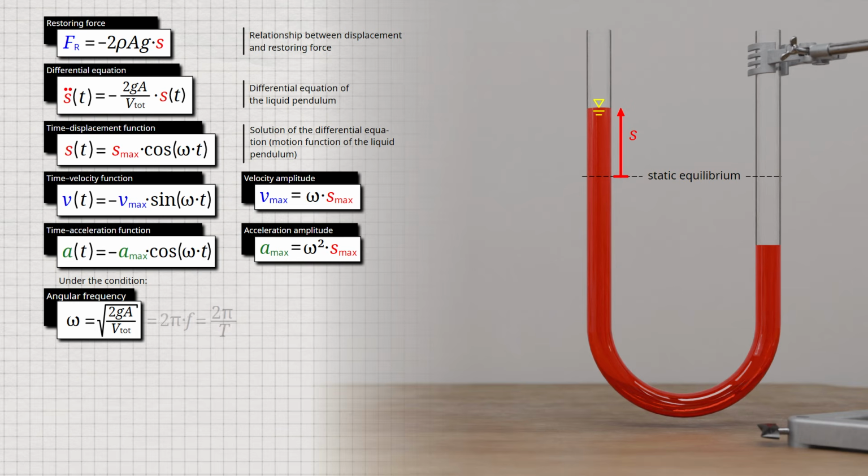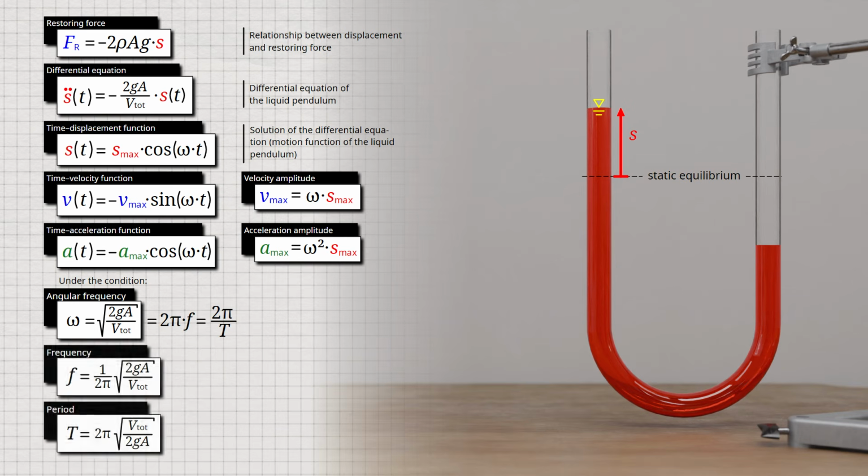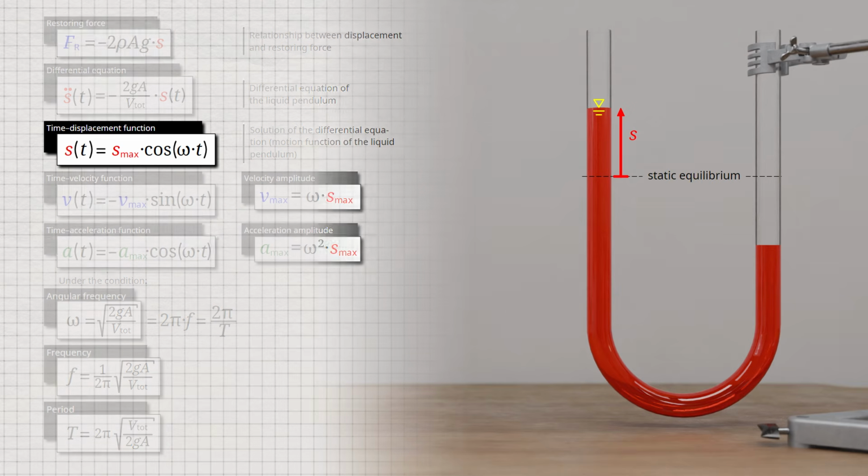Since the angular velocity is related to the frequency f and the period T, the oscillation frequency and period of the liquid pendulum can be determined as given. It should be noted that both the frequency and the period are independent of the displacement. It should also be considered that, in this case, the time-dependent displacement is described using a cosine function, which has a value of 1 at time t equals 0.